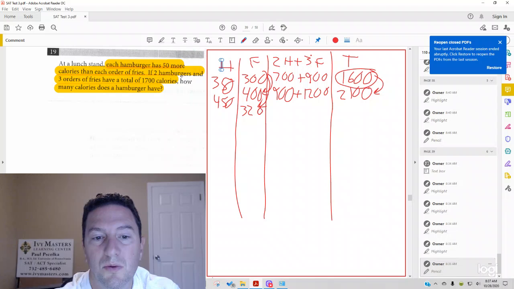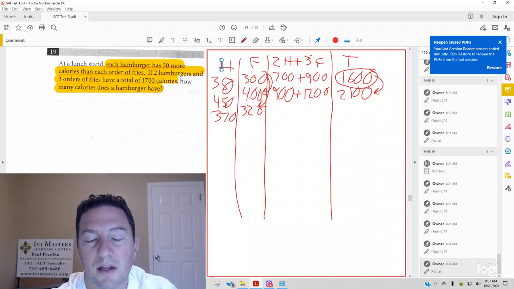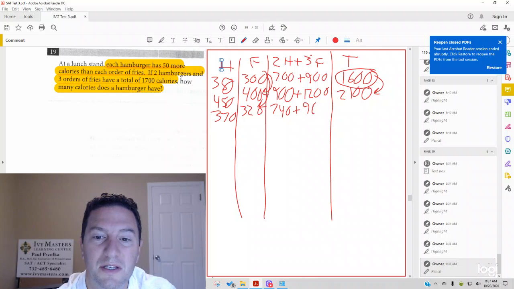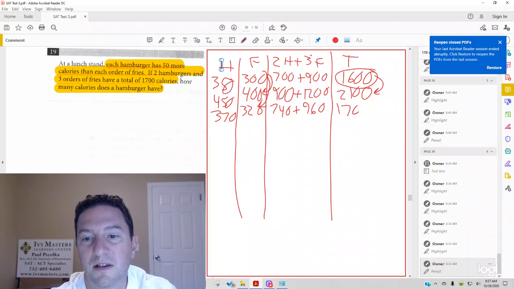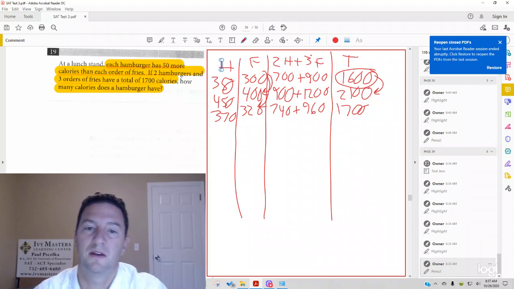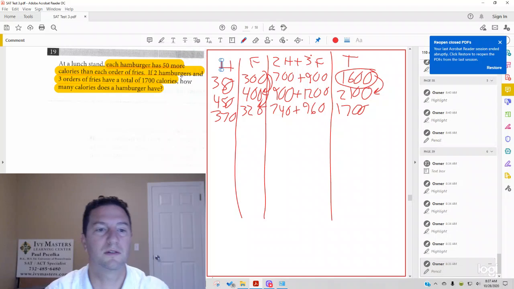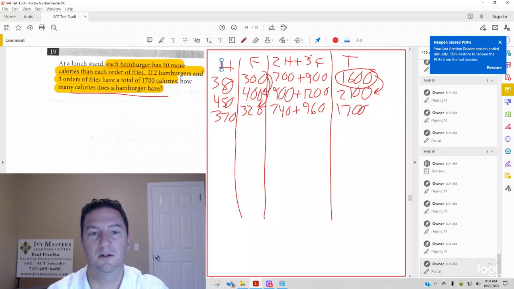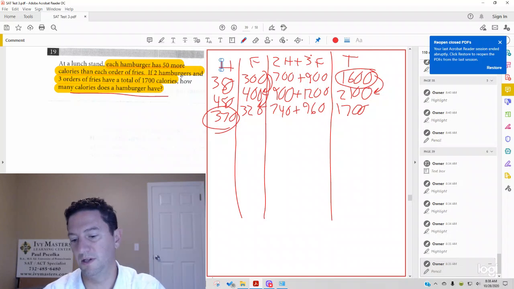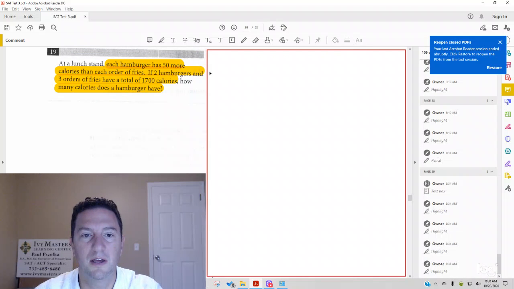So if I made this 320 and made that 370, then 2 times the number of hamburger calories is going to give you 740, and 3 times the number of fries calories is going to give you 960. And sure enough, when you add 740 and 960, you get that 1,700. So that's method number 1. It's asking how many calories does each hamburger have, and for that you would bubble in 370, and you'd be correct.